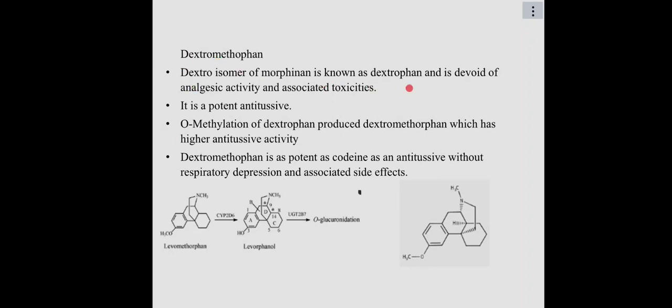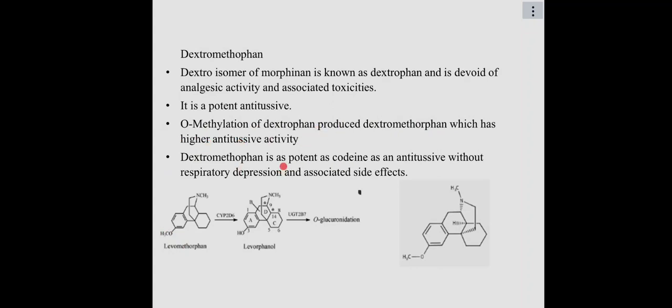The dextroisomer of morphine is known as dextrorphan and is devoid of analgesic activity and associated toxicity. It might have just a little. It is a potent antitussive agent on methylation of dextrorphan. So dextrorphan is when you do not have the methyl group there. If you had an OH group there, then that is what we will call the dextrorphan. And of course, with the S configuration at position number 9. So O-methylation of dextrorphan produces dextromethorphan, which has higher antitussive activity.